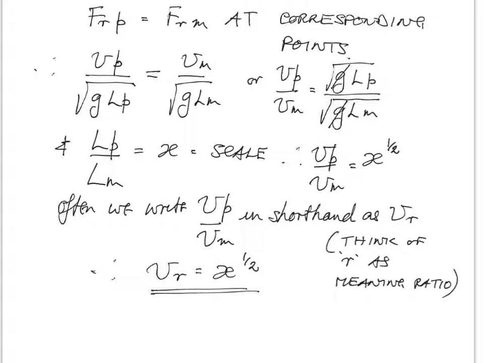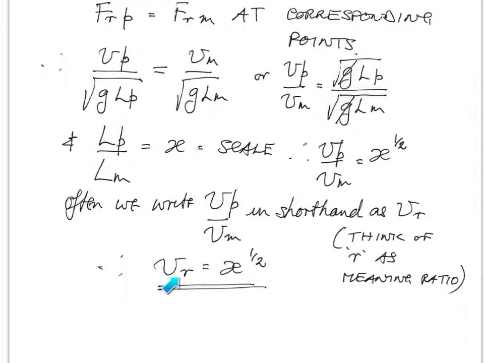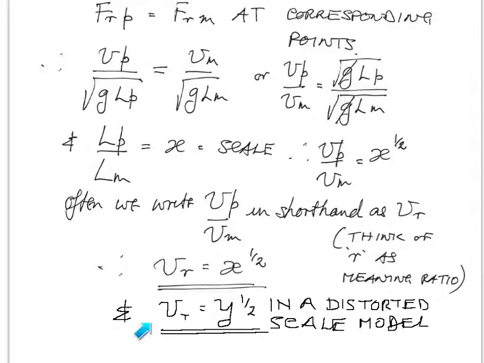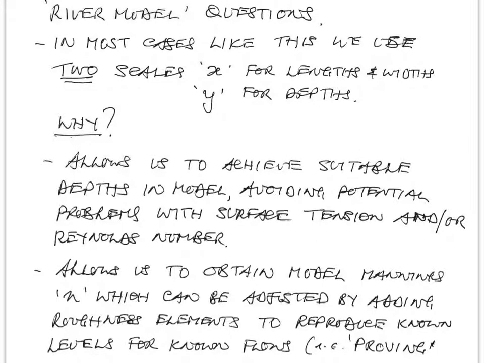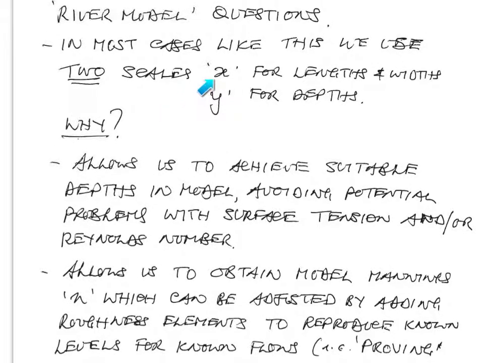The end result is that we find that the ratio of the velocities is equal to the square root of the scale. And if we have a single scale, it would be the X scale. If we have a distorted scale model, we would write VR equals Y to the half. So in most of the problems we look at, we'll be writing VR equals Y to the half because they will be distorted scale models. So as we said, in most of our problems we'll have two scales, an X scale for lengths and widths, and a Y scale for depths, because we'll be looking at distorted scale free surface models.